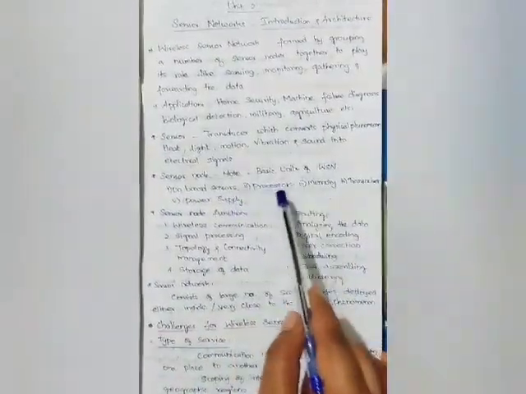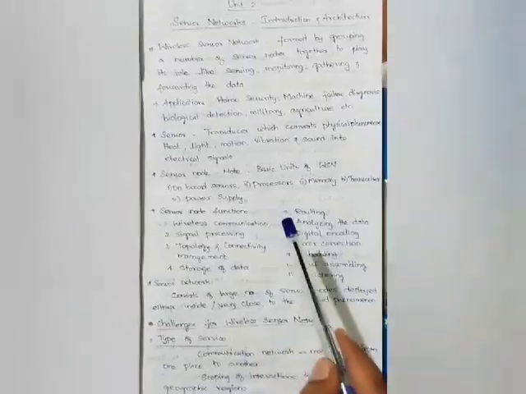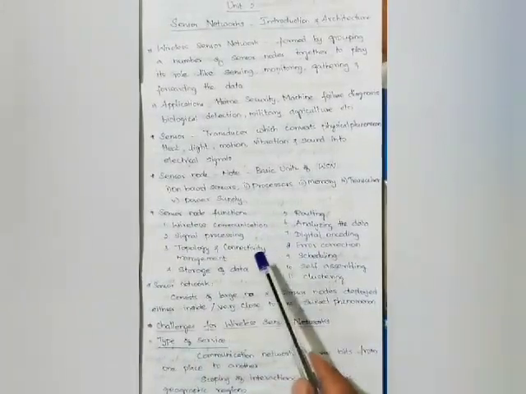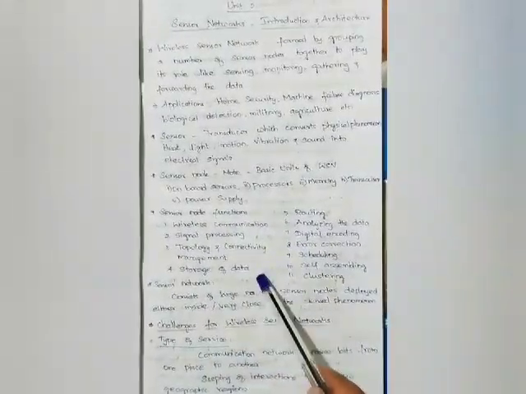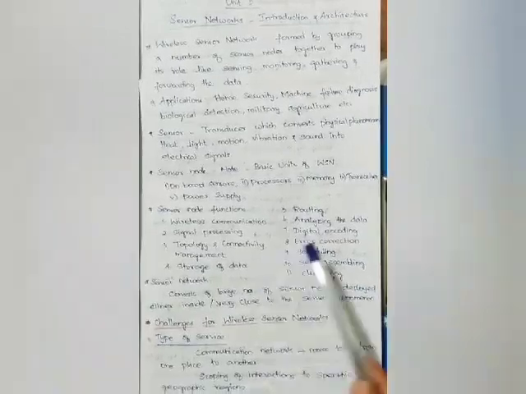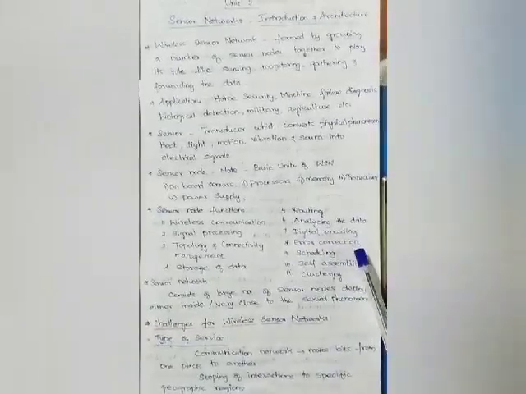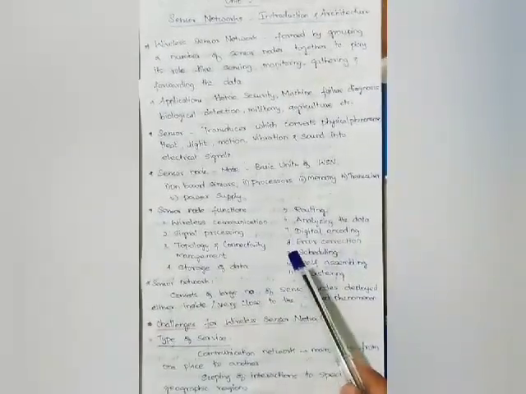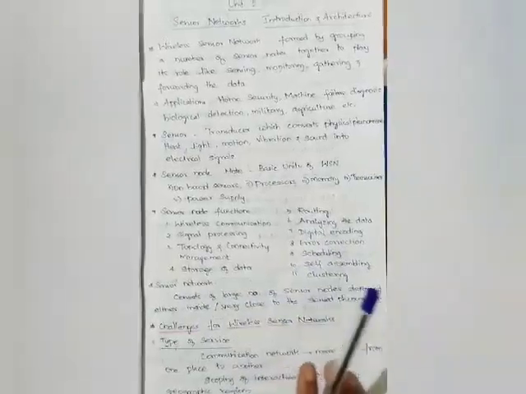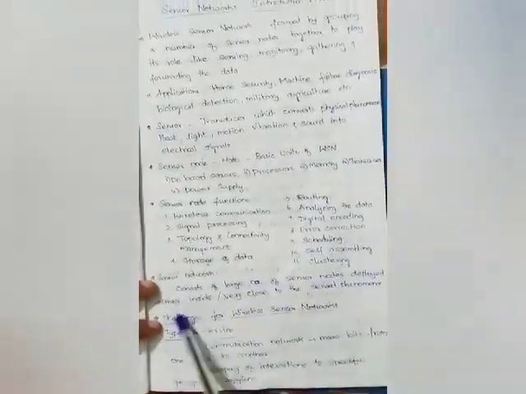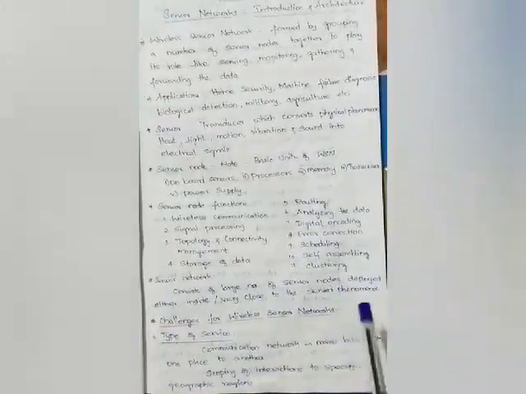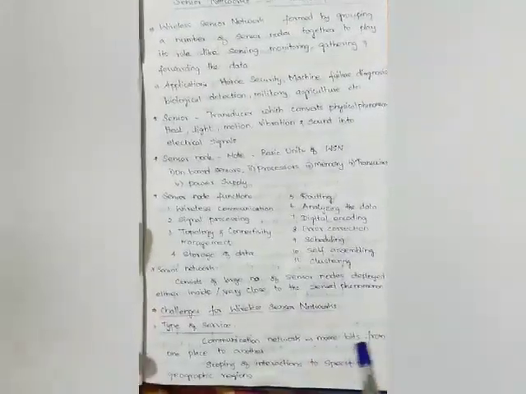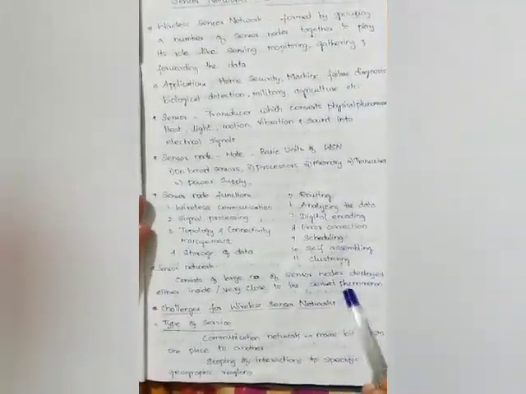Together these act as a sensor node and it performs functions like wireless communication, signal processing, topology or connectivity management, storage of data, routing, data analyzing, digital encoding, error correction, scheduling, self-assembling and clustering. These are all the main functions of a sensor node. Next, a sensor network. It is nothing but a large number of sensor nodes deployed either inside or close to the phenomenon which we have to sense for the applications.